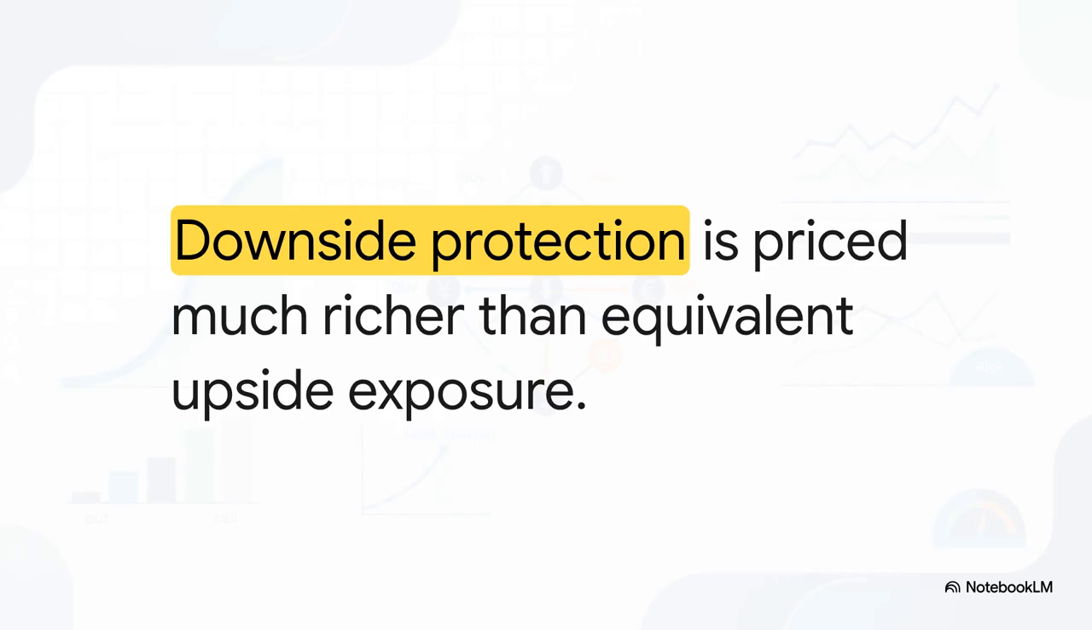Let's translate that technical asymmetry into plain English. The market is saying, through cold hard numbers, that downside protection is priced much richer than equivalent upside exposure. This steep put slope is the actual quantitative fingerprint of skew. What you are looking at is market fear, literally written straight into the option chain.